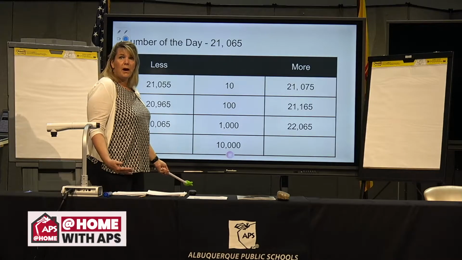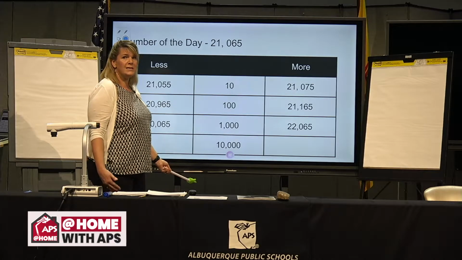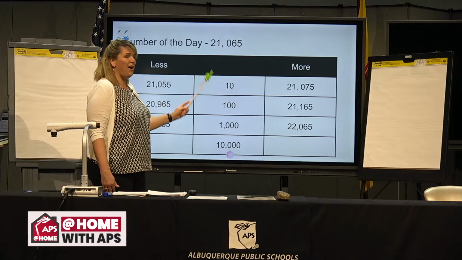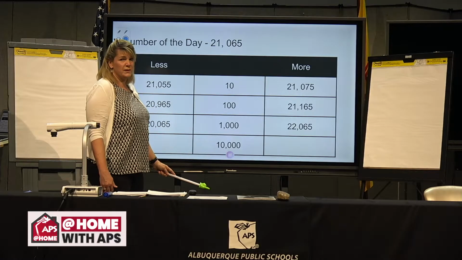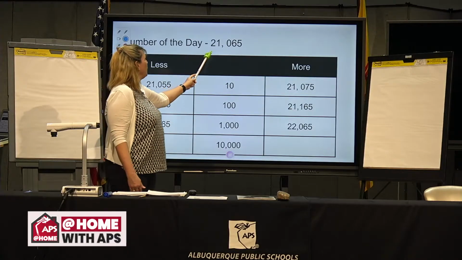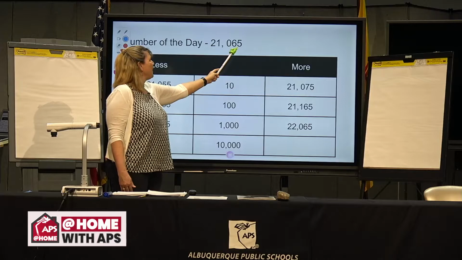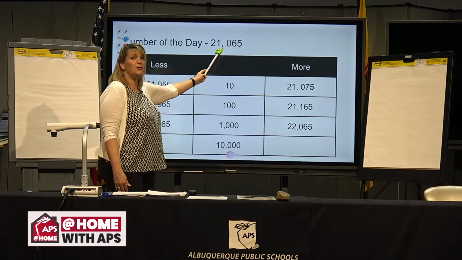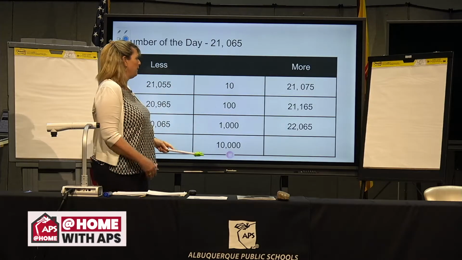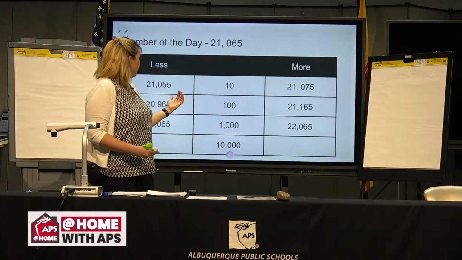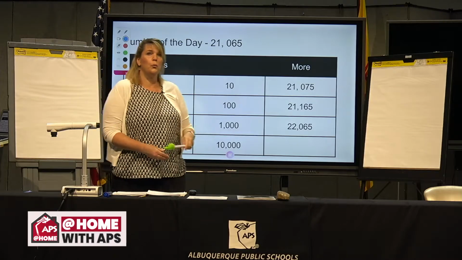We didn't say the hundreds place. We didn't have anything in the hundreds place, so we therefore don't need to say that hundreds place when we're reading that number. The comma tells us it's 1,000, right? So when I say that 21 and I see that comma, I know to say 1,000, and then I read the rest at the very end, 21,065.